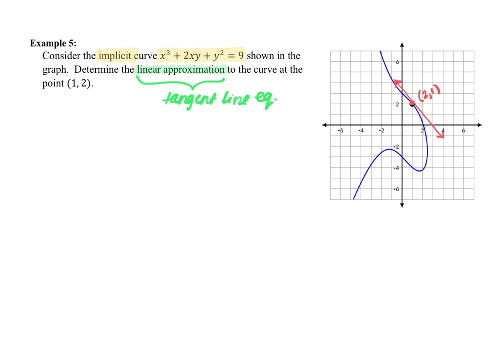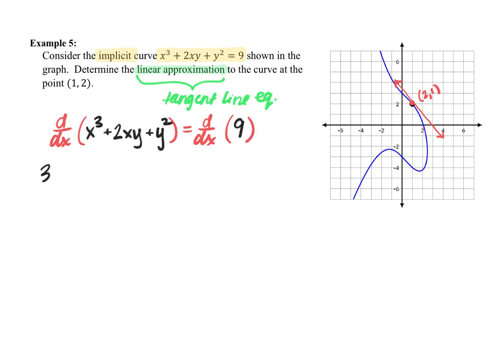So to write the equation for any line, we know that we need to have a slope. To find the slope, we need to compute the derivative of this function with respect to x. And because this is an implicit equation, we're going to take the derivative of both sides with respect to x, so we're using implicit differentiation. Now the derivative of x cubed will just be 3x squared.